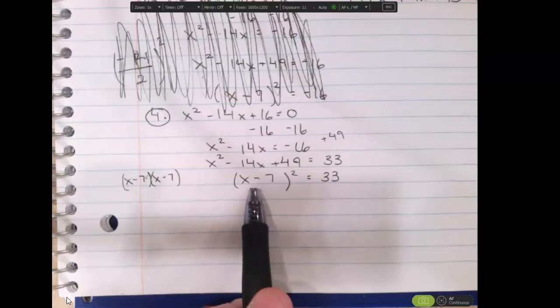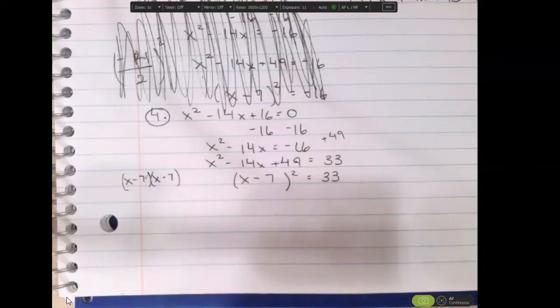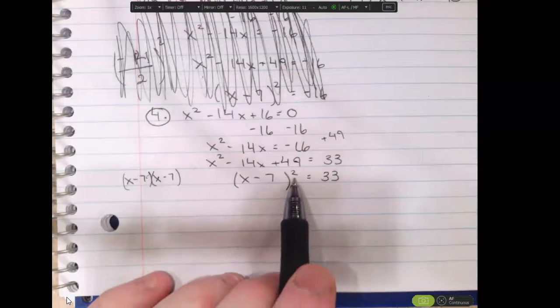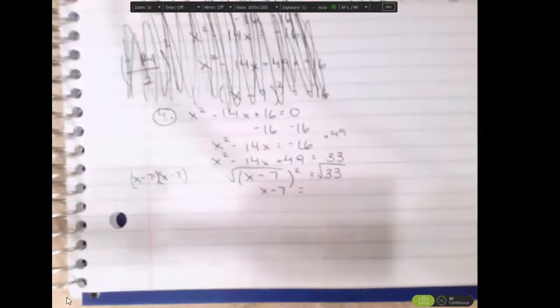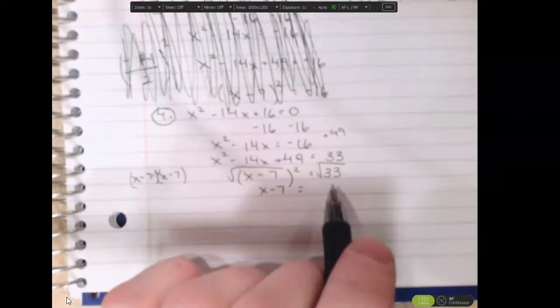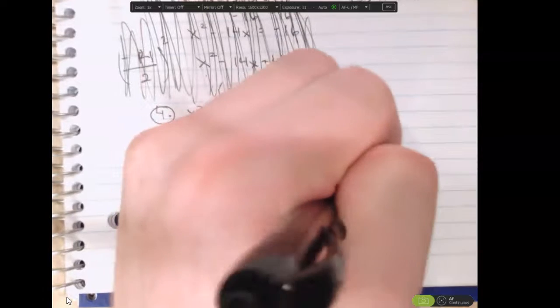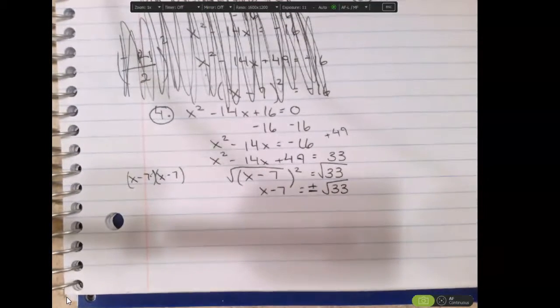So now I'm going to come back over to my equation. Again, I'm looking for two things that equal x, so I need to get x by itself. The first thing I need to do is get rid of this squared symbol. So I'm going to take the square root of both sides to get rid of my square symbol. I'm going to end up with x minus 7 is equal to, well, whenever I take the square root of 33, it turns into either a positive or a negative. So it's going to be plus or minus the square root of 33.